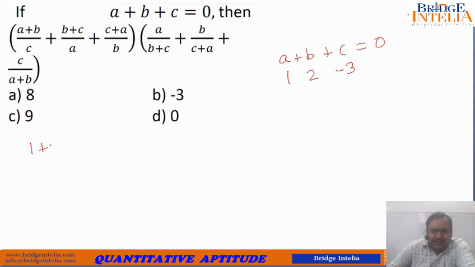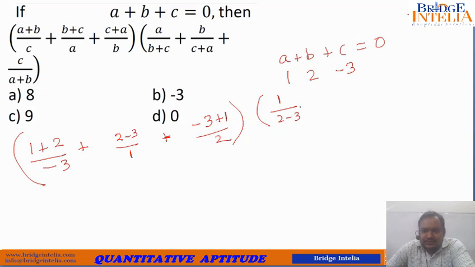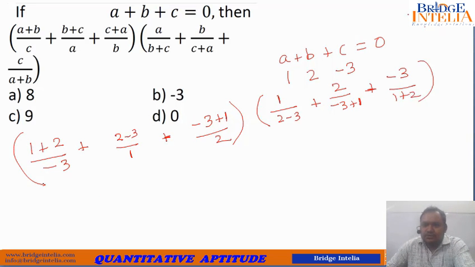So (a plus b), that means 1 plus 2, divided by (minus 3), plus (b plus c), that means 2 minus 3, divided by 1, plus (c plus a), that means minus 3 plus 1, divided by 2, this whole into (a divided by b plus c), that means 1 divided by b plus c, b is 2, plus 2 divided by minus 3 plus 1, plus minus 3 divided by 1 plus 2. Now let's see what it becomes.